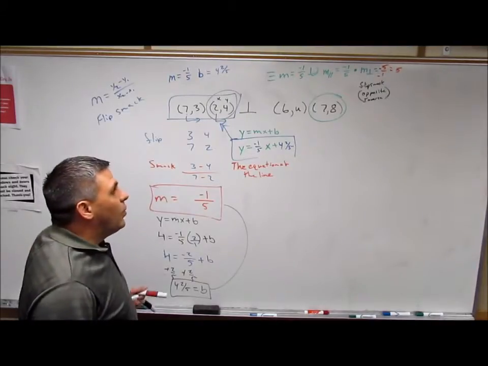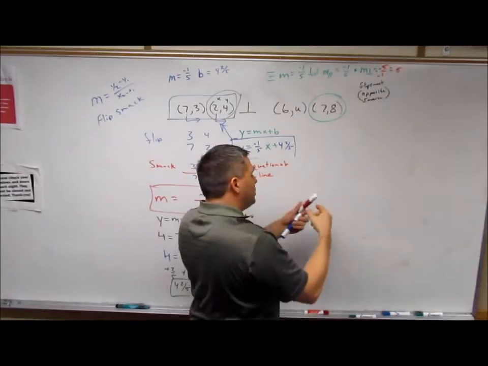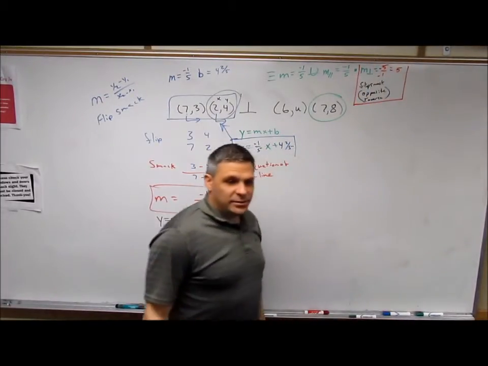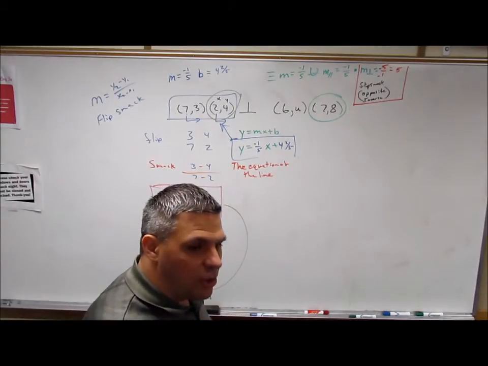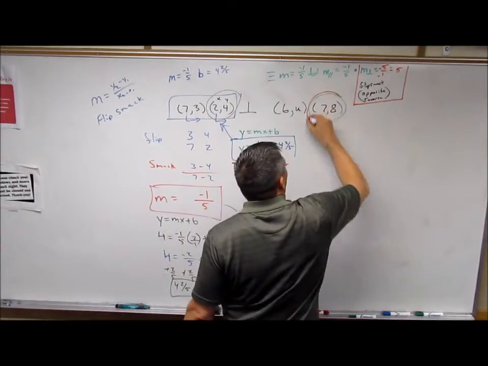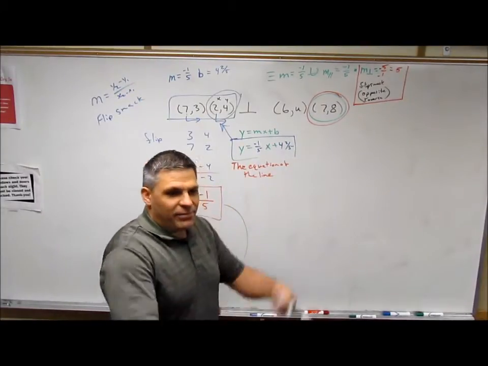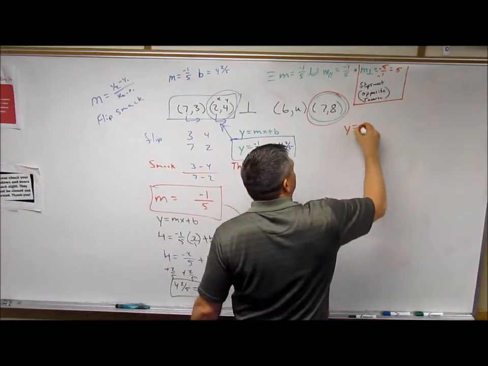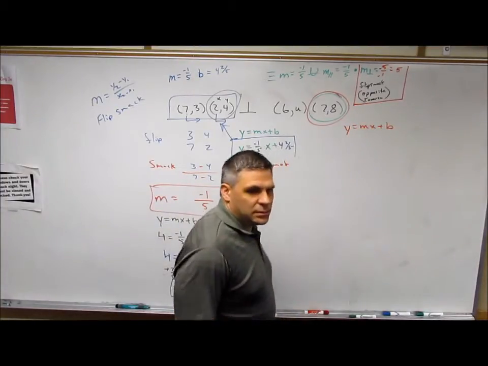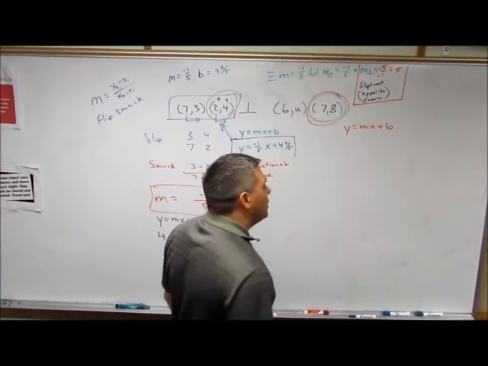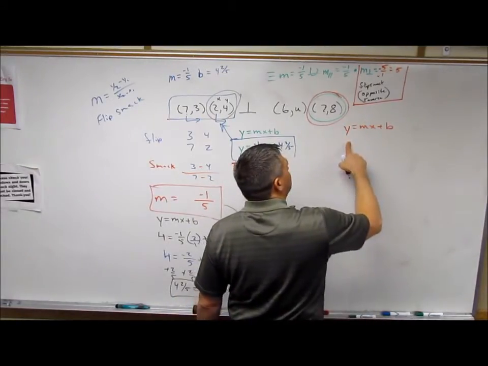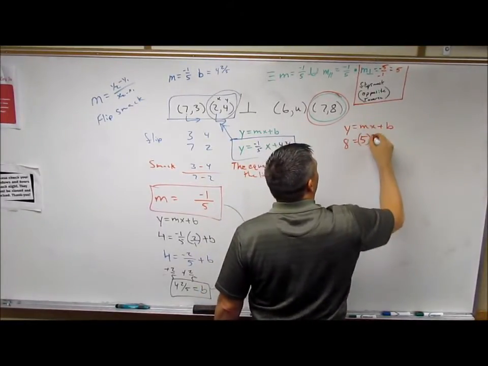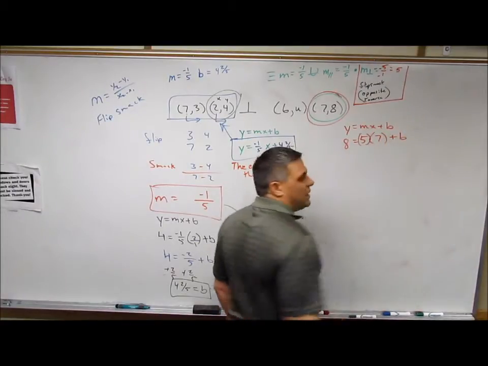What do we do now? Well, I know what the new slope is. It's 5. So I have a slope. I have a point. I have my line. I just haven't built it yet. y equals mx plus b. So I plug in my y is 8. My m is 5. My x is 7. And my b is b.